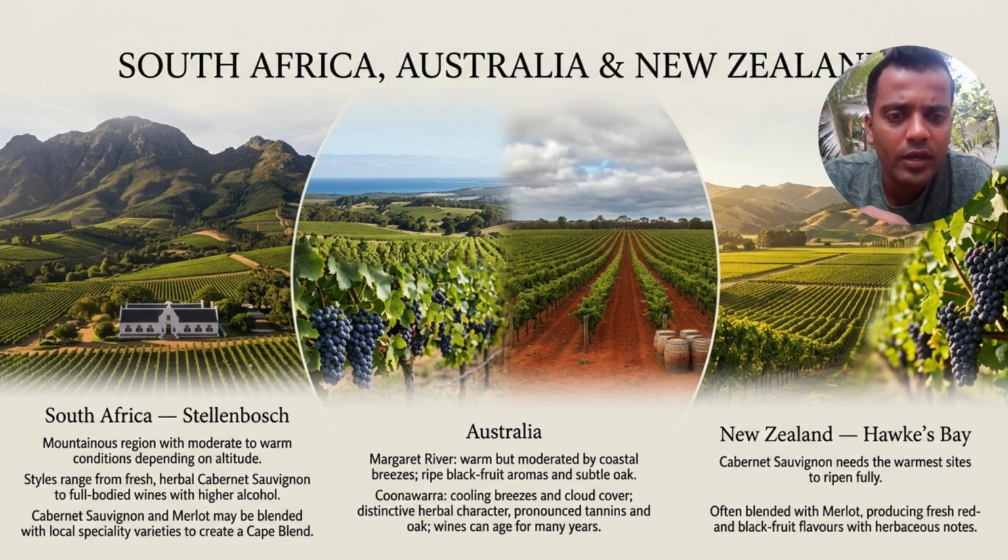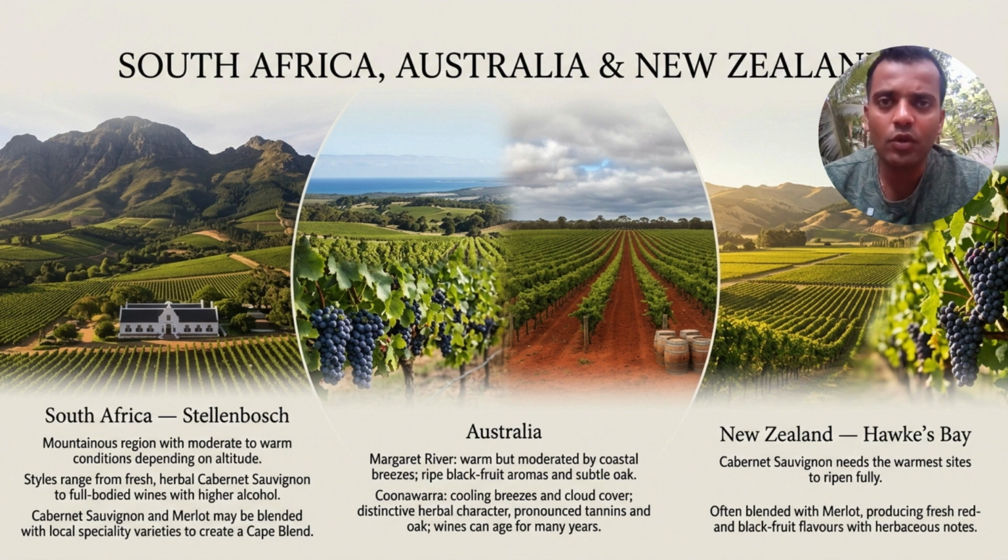Let's move on to New Zealand. In New Zealand, we need to know about Hawke's Bay. Cabernet Sauvignon needs the warmest sites to ripen fully. Hawke's Bay is one of the warmest regions to produce wines in New Zealand, and Cabernet Sauvignon, of course, prefers the warmest climate conditions. It is often blended with Merlot, producing fresh, blackfruit wines with herbaceous notes as well. Sometimes green bell peppers and minty flavors can be expected from the Cabernet Sauvignon made in Hawke's Bay in New Zealand.